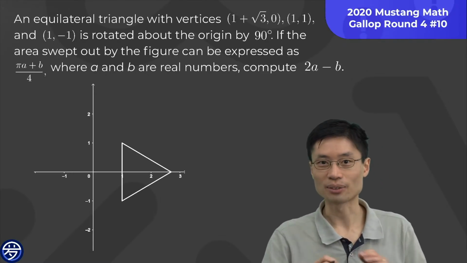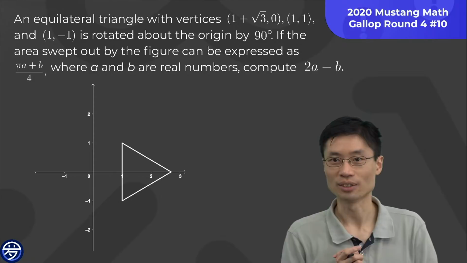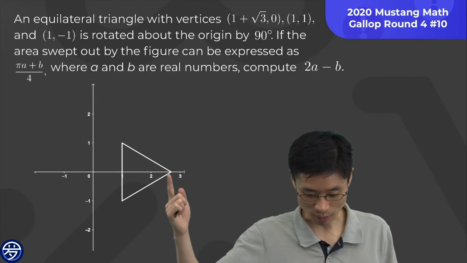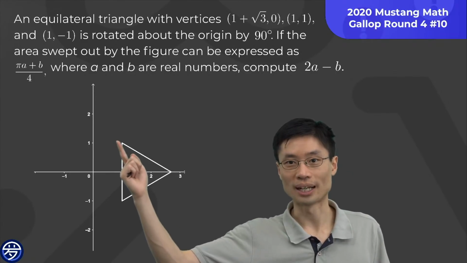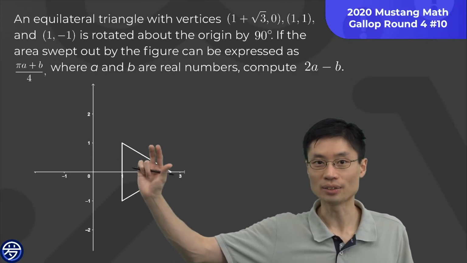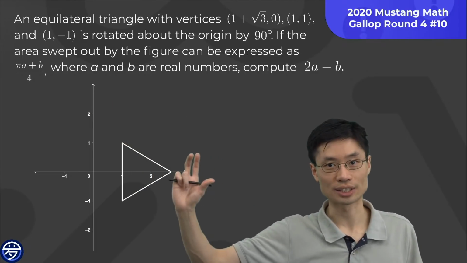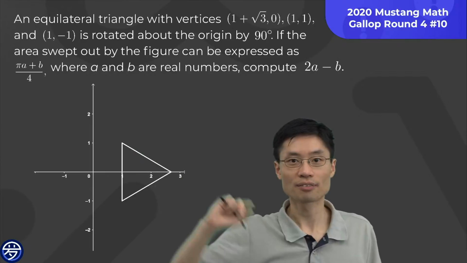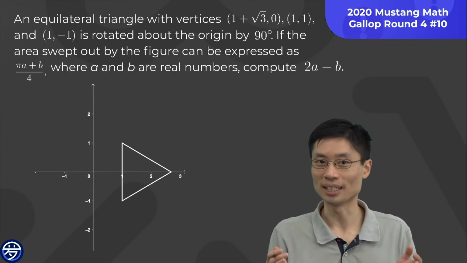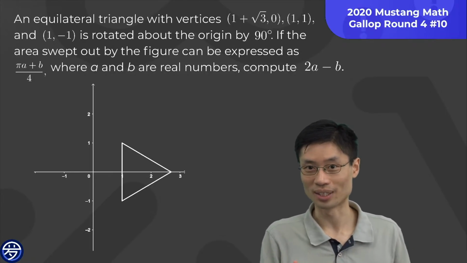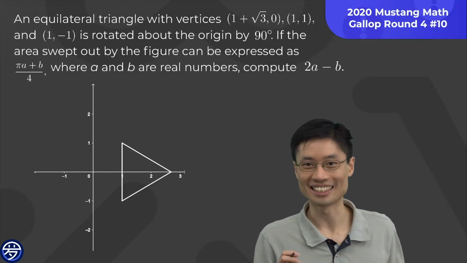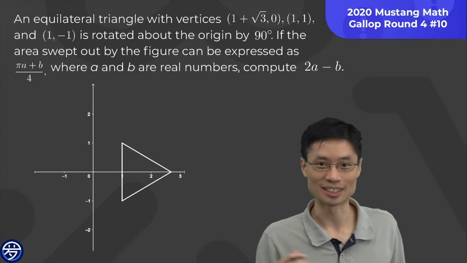Okay, what else do we have? Ooh, equilateral triangle. An equilateral triangle with vertices 1 plus root 3, 0, and 1, 1, and 1, minus 1 is rotated around the origin by 90 degrees. It doesn't say what direction, but I guess it doesn't really matter. If the area swept out by the figure can be expressed as pi a plus b all over 4, where a and b are real numbers, compute 2a minus b. Well, I'll try not to make the same mistake again this time and just get excited about having the answer.